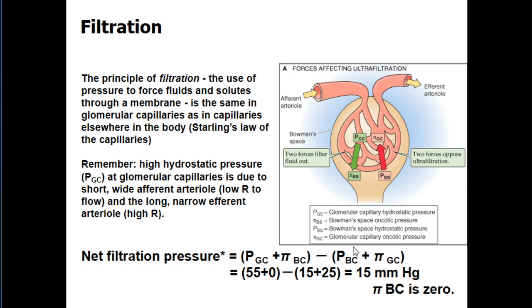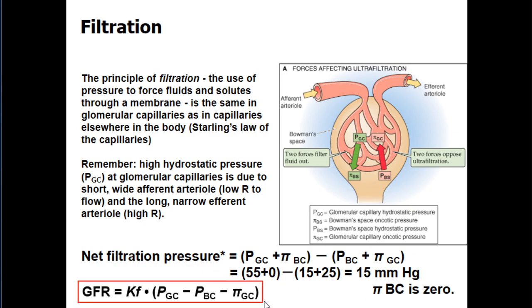Net filtration pressure could be calculated as the sum of hydrostatic glomerular capillary pressure plus oncotic pressure of the Bowman's capsule, minus the sum of hydrostatic pressure of Bowman's capsule plus oncotic pressure of the glomerular capillaries. But since virtually no proteins will be filtered, the oncotic pressure, colloidosmotic pressure, of the Bowman's capsule is 0, and you can write this formula as follows.